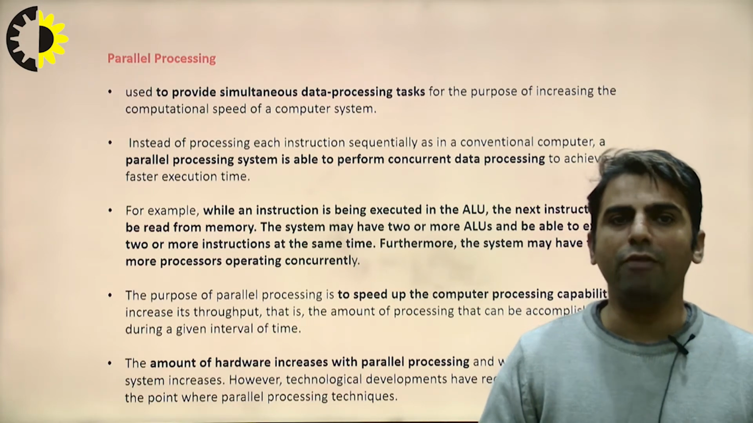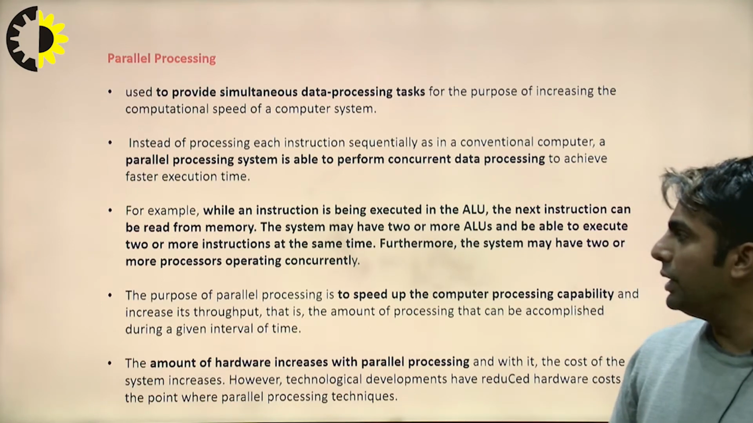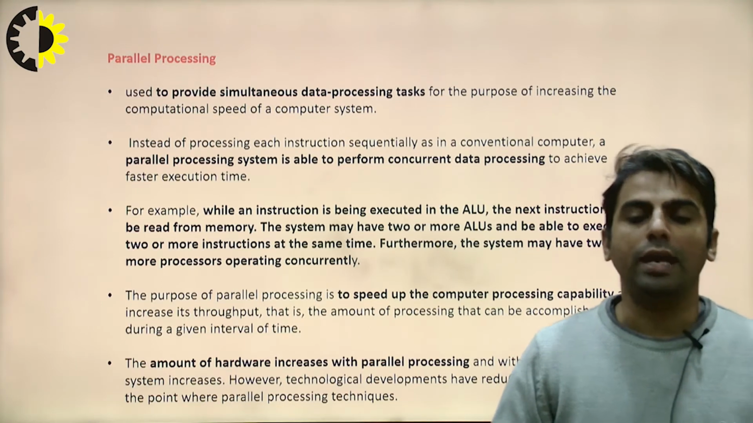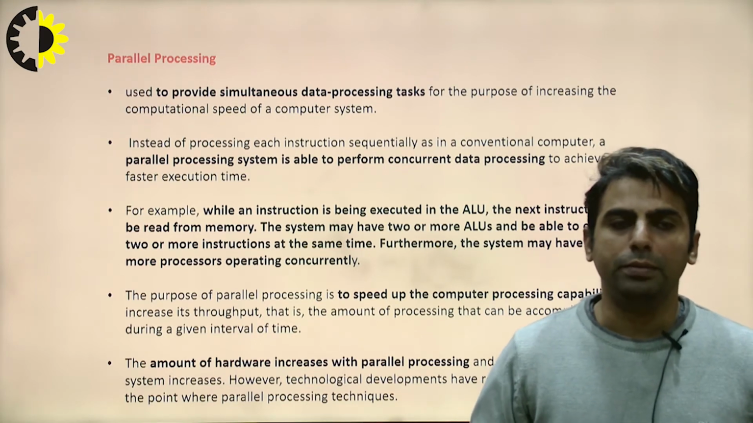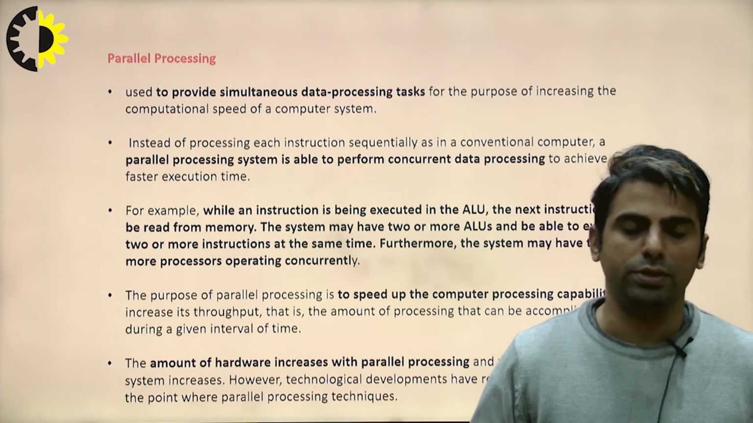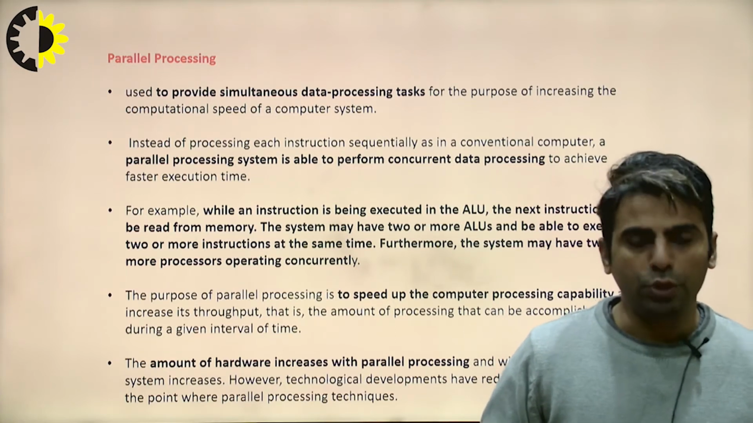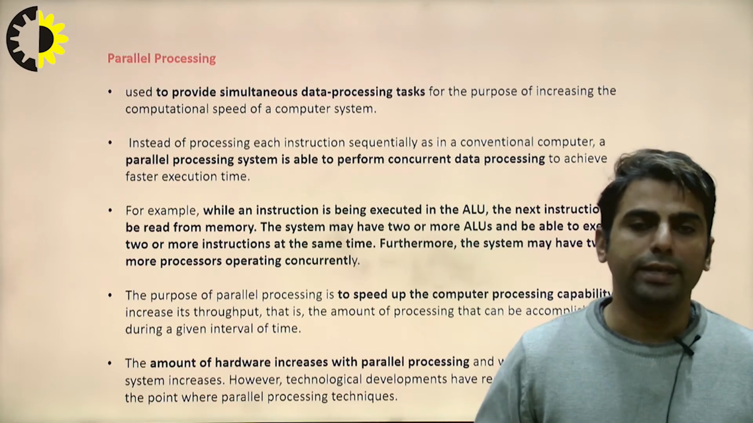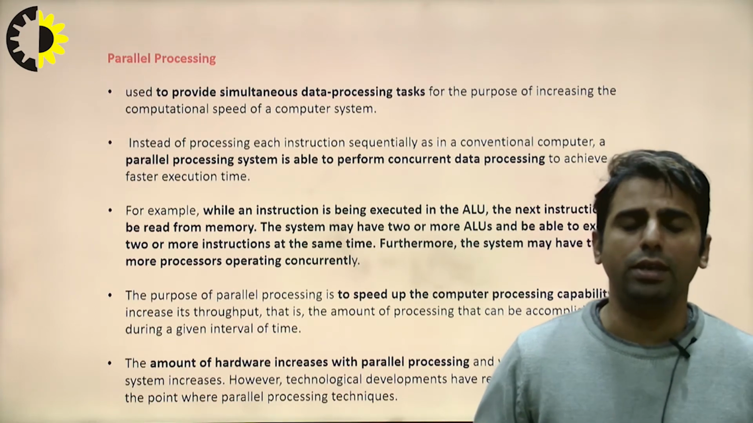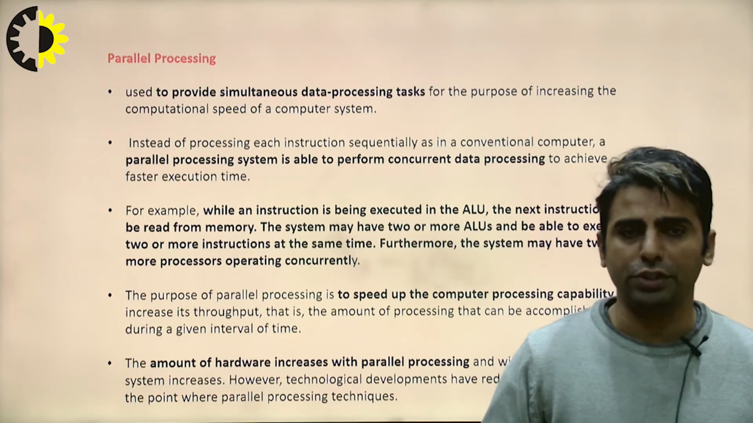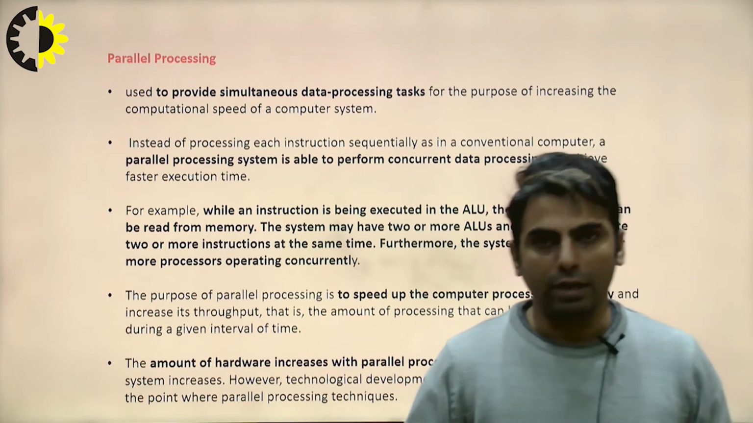The system may have two or more ALUs and be able to execute two or more instructions at the same time. Another example is that we can have in a system two or more ALUs, that means two or more arithmetic logic units. So parallelly, both units can work together, and they can execute two or more instructions at the same time. So that is another example of parallel processing.